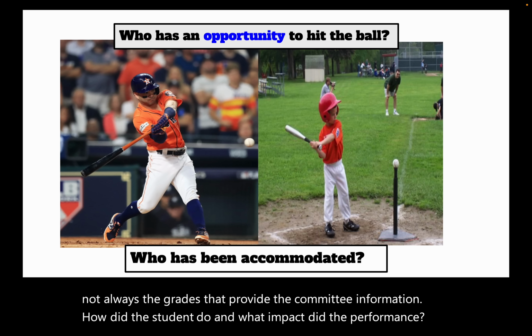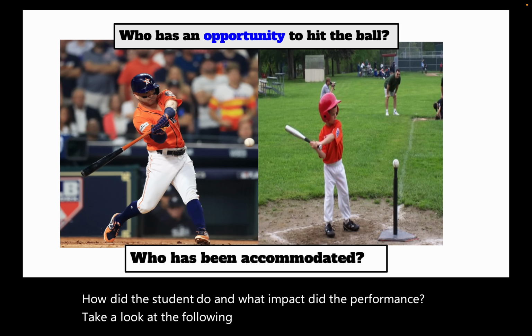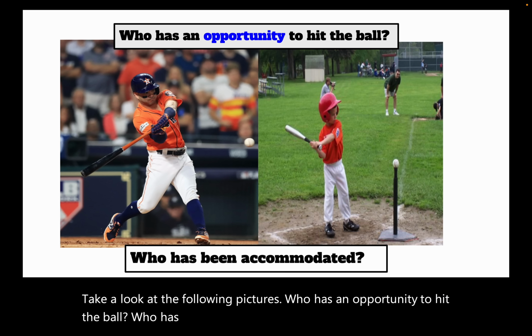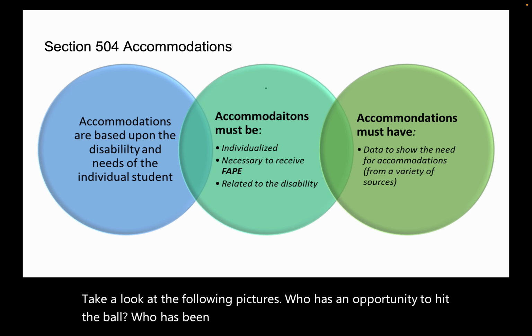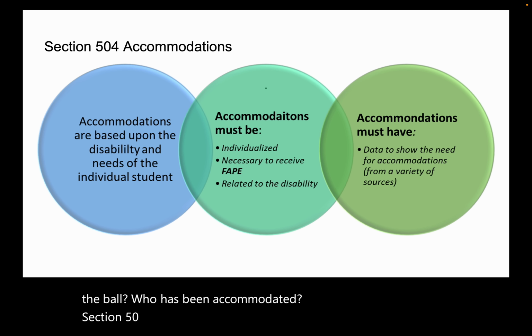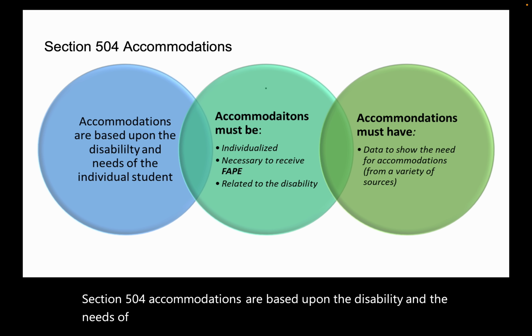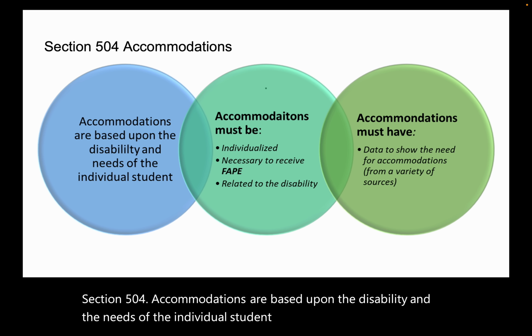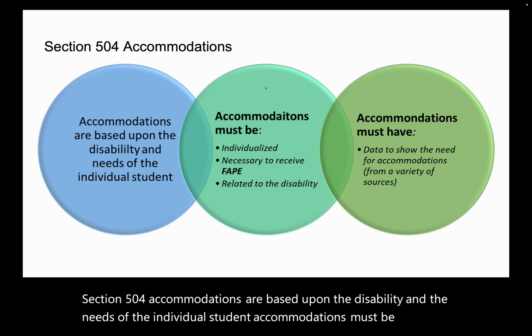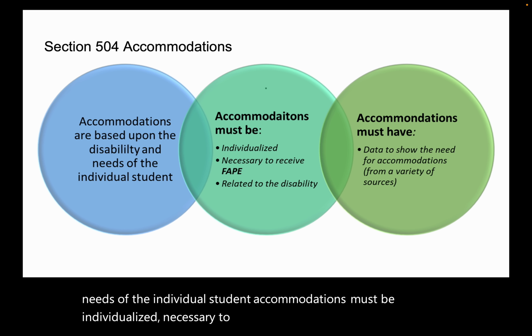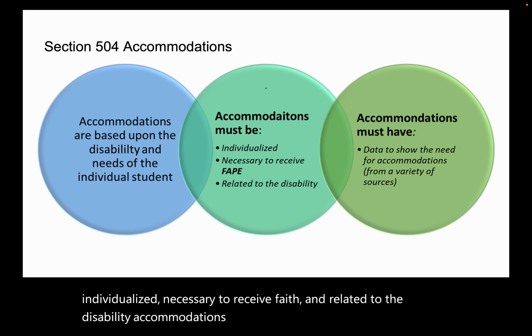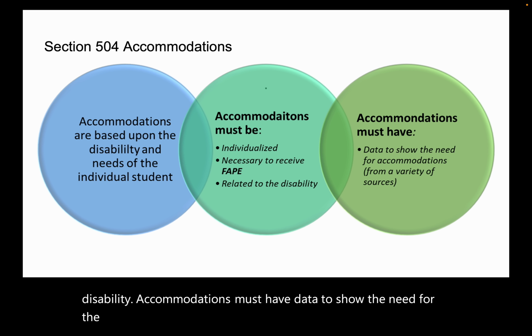Take a look at the following pictures. Who has an opportunity to hit the ball? Who has been accommodated? Section 504 accommodations are based upon the disability and the needs of the individual student. Accommodations must be individualized, necessary to receive FAPE, and related to the disability. Accommodations must have data to show the need for the accommodations from a variety of sources.